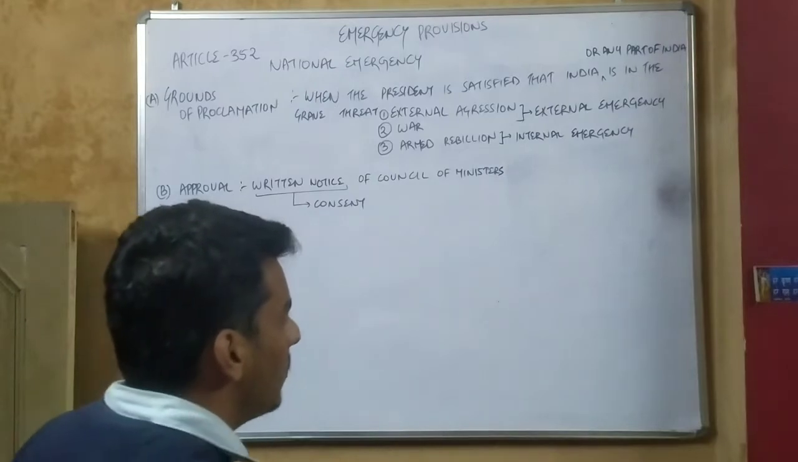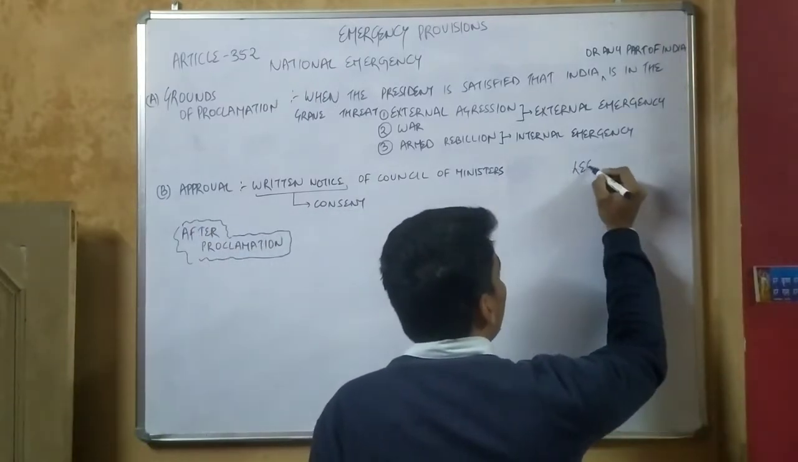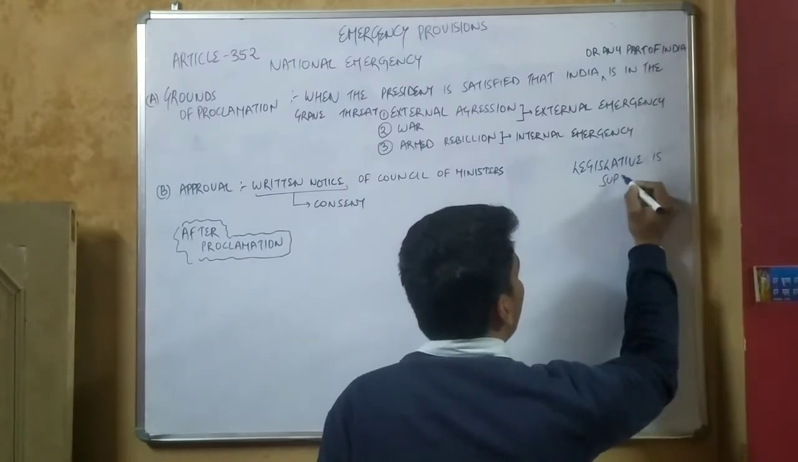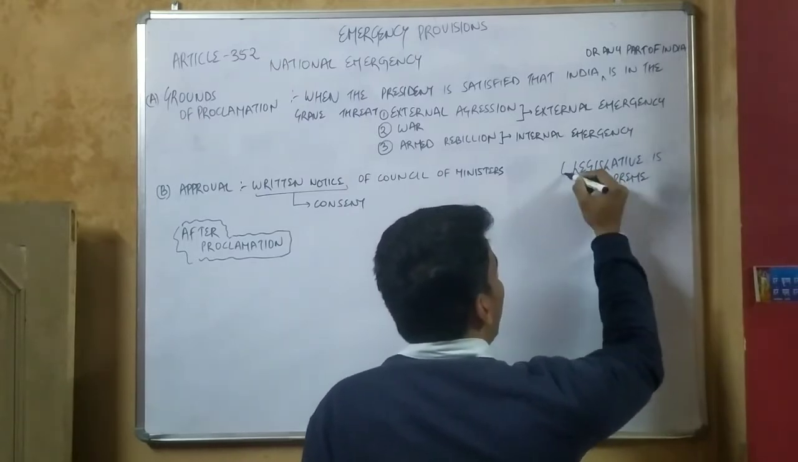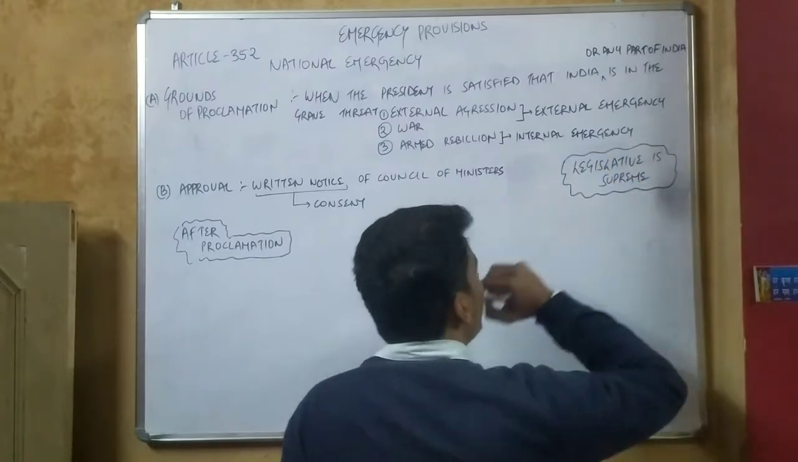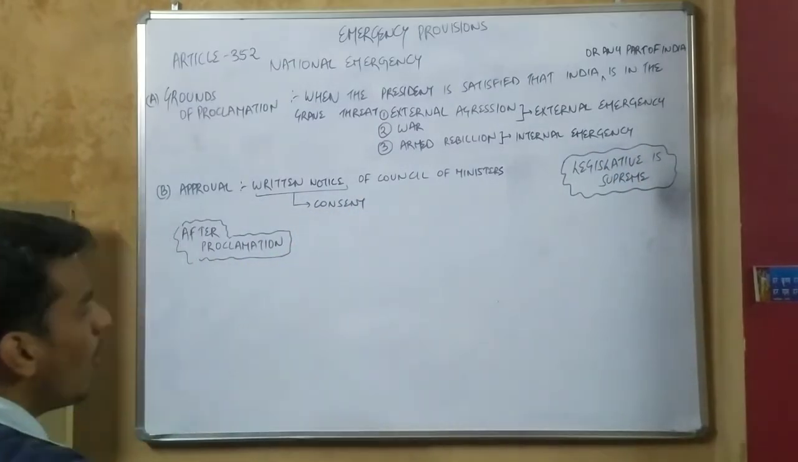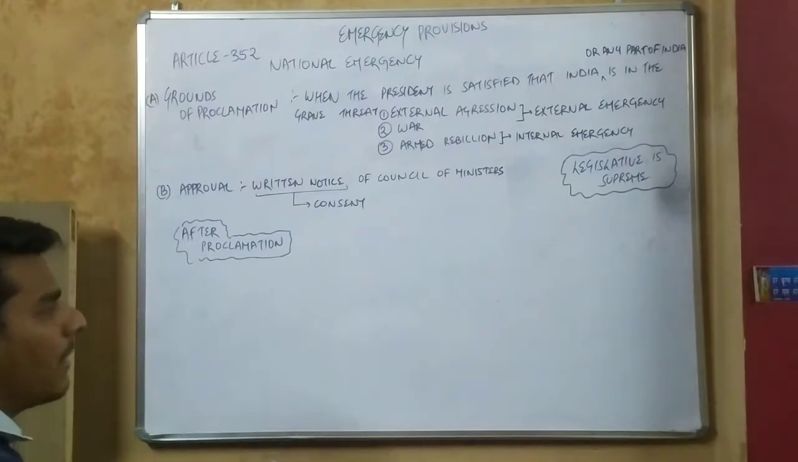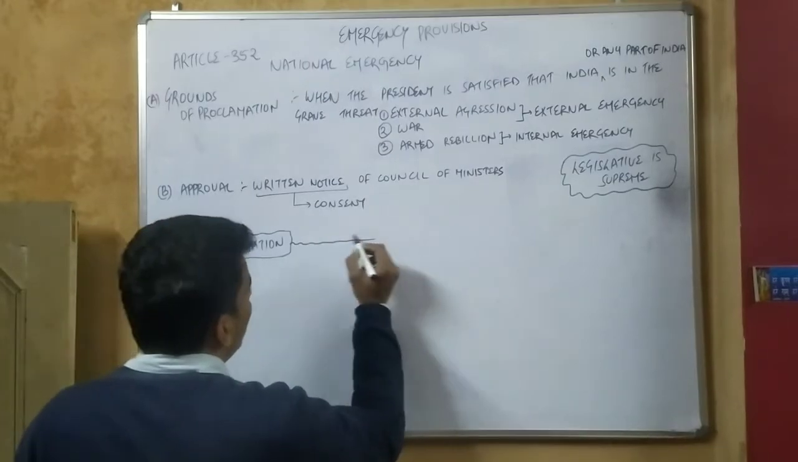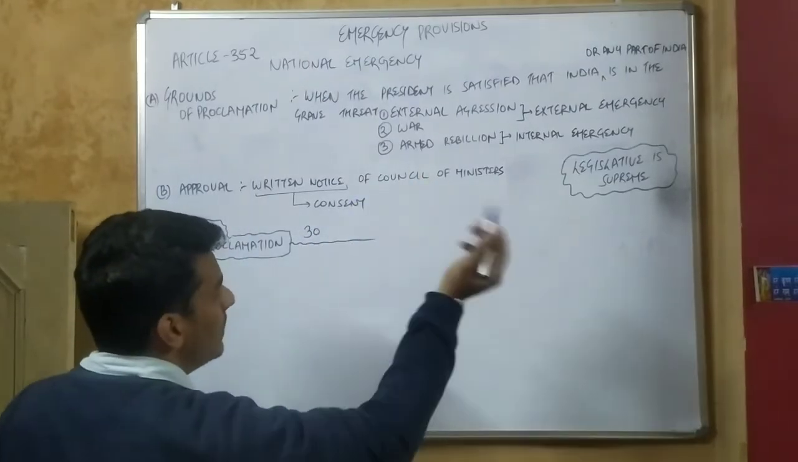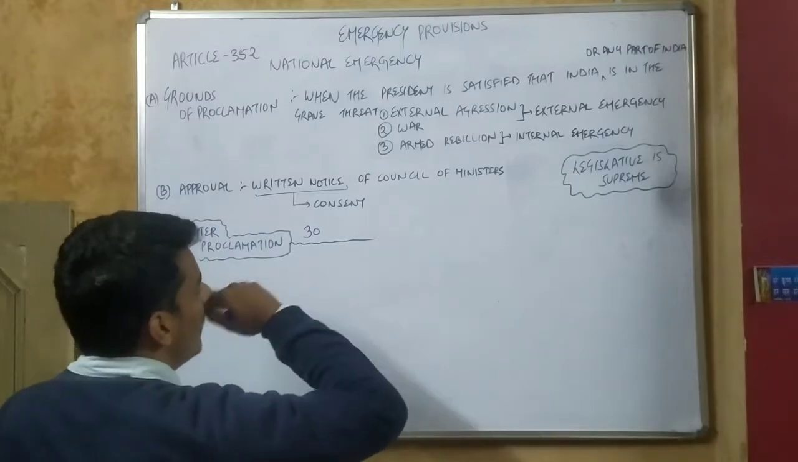But we always know that in India, the legislature is supreme, right? And the executive is always responsible to the legislature. So after the proclamation, which is done by the executive, you require the consent or the approval of the legislature as well. So after the proclamation, you have 30 days. Who has 30 days? The party in power, which is responsible for giving the consent for the national emergency.